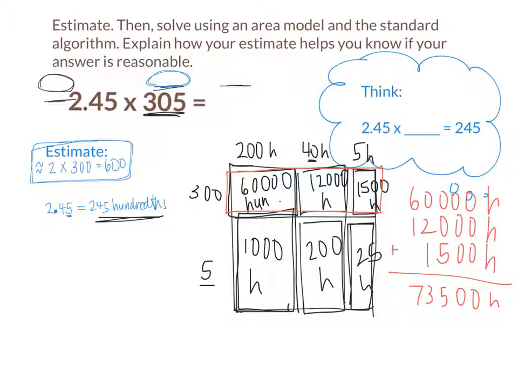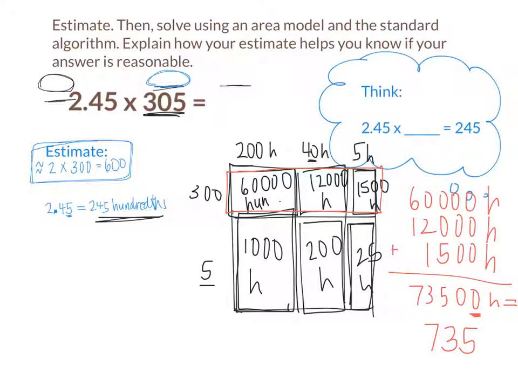Now, if I want to write that into standard form, what would it be? If I want this rightmost place to be the hundredths place, where would I need to put the decimal point? Marvin? Oh, you need it in between the 5 and the 0. So 73,500 hundredths is the same as what number, you guys? 735. Okay. Is that our final answer? No. It's just a partial product, right?